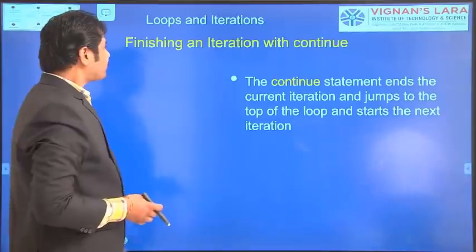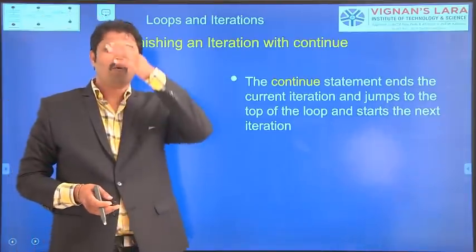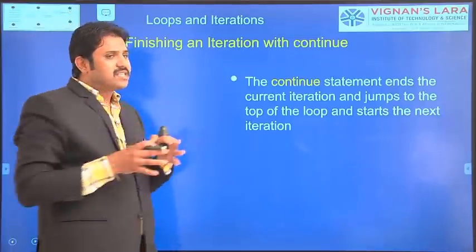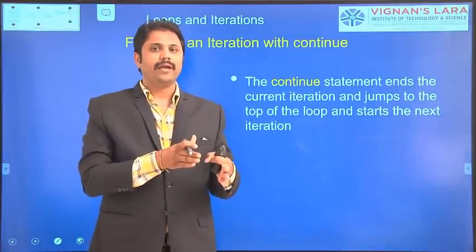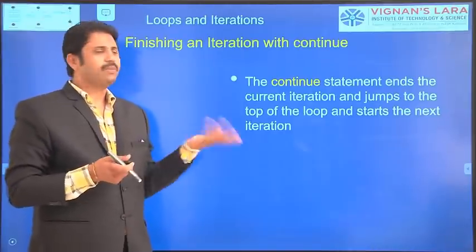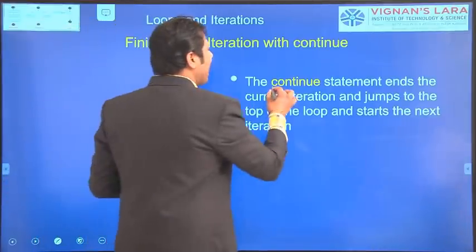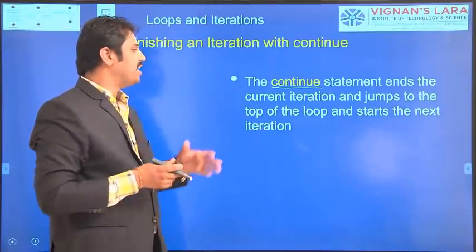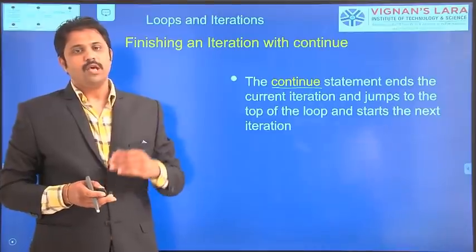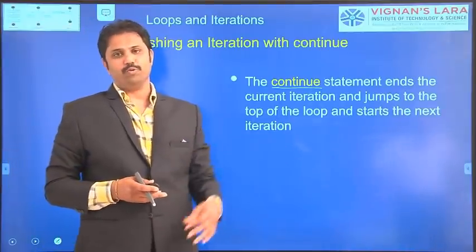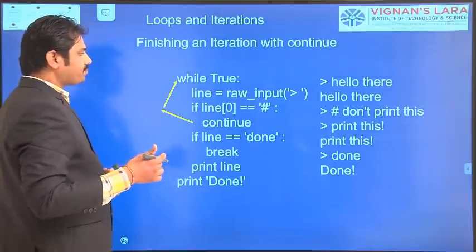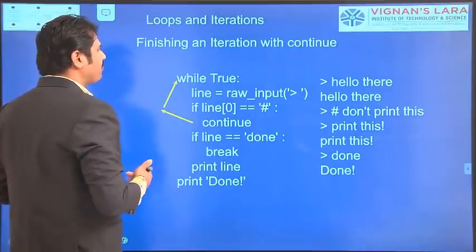Next, continue. What is the importance of continue? The break statement breaks the looping. Continue skips the current iteration, jumps to the top of the loop and starts the next iteration. So it performs continuation. Let us see what happens.